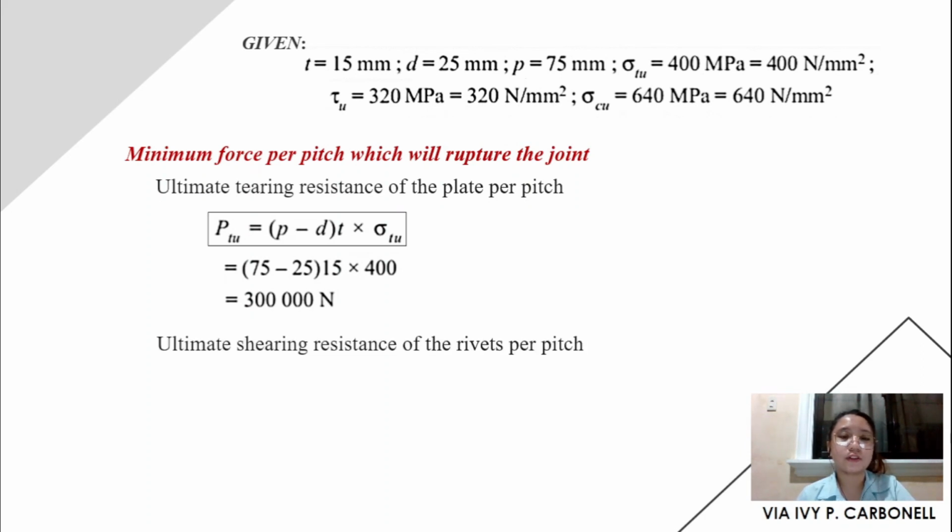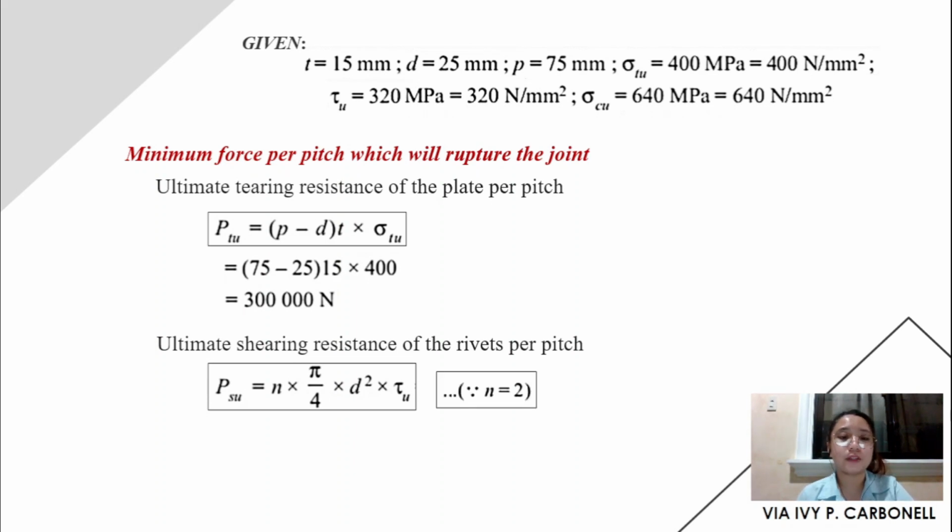For the ultimate shearing resistance of the rivets per pitch, it is computed using the formula of number of rivets multiplied by pi over 4 multiplied by d squared and multiplied by the ultimate shearing stress. So the number of rivets is 2 because there are 2 rivets only. Let's input now the values. 2 multiplied by pi over 4, 25 squared multiplied by 320, and the answer is 314,200 Newton.